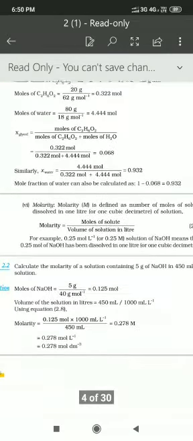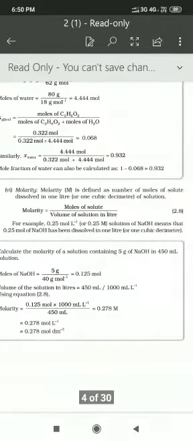Then the next is molarity, which is commonly used. Molarity is expressed as capital M. It is the number of moles of solute which is present in 1 liter of the solution. So molarity is equal to moles of the solute upon volume of the solution in liters, and it is expressed as capital M: 0.25 M, 1 M of a solution, etc.